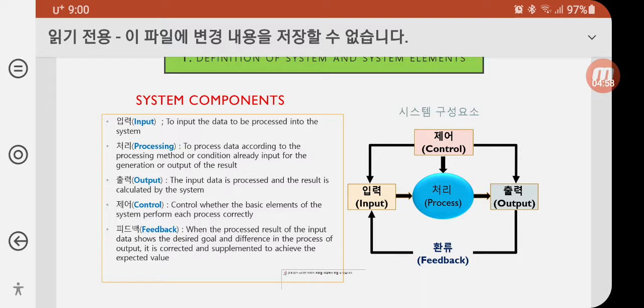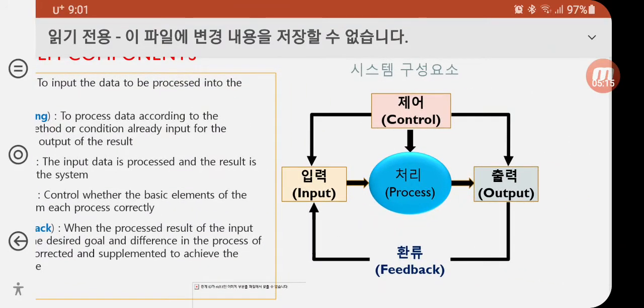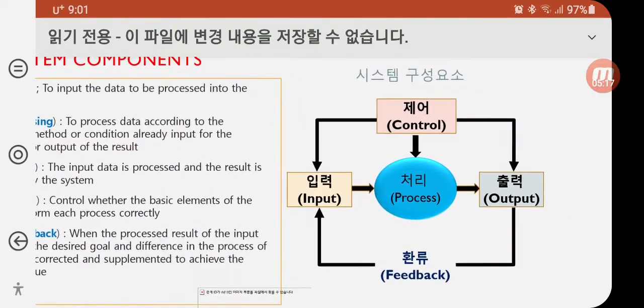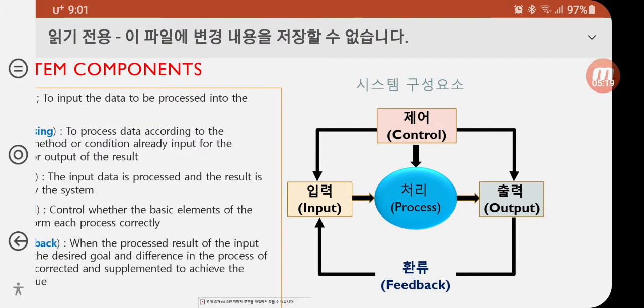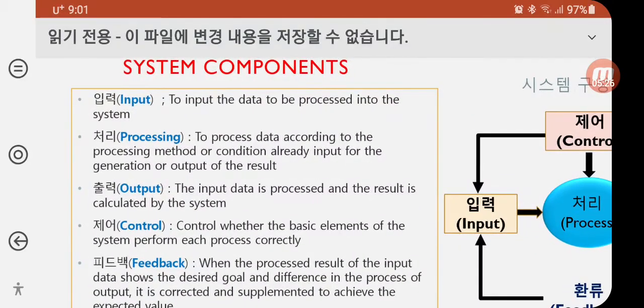System components. A system has 5 elements, including input, output, process, control, and feedback. Input components input the data to be processed into the system.